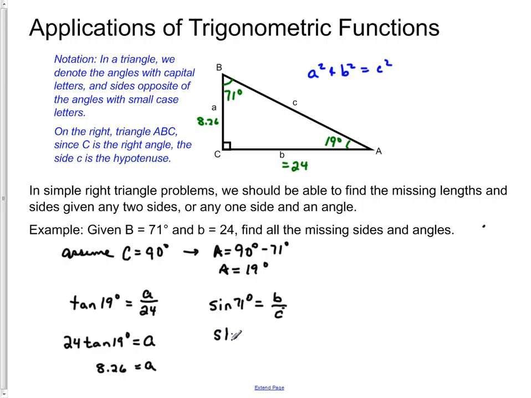If I take the sine of 71 degrees and set it equal to 24 divided by my unknown length side c, then I could say that c is equal to 24 divided by the sine of that angle 71 degrees. Working this out in my calculator, I find that c must equal 25.38 when I round the number. And so this would be the length of my side c.